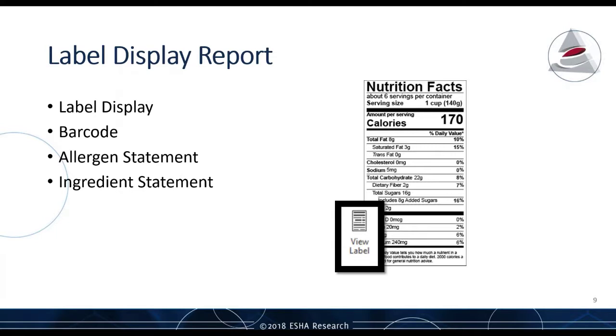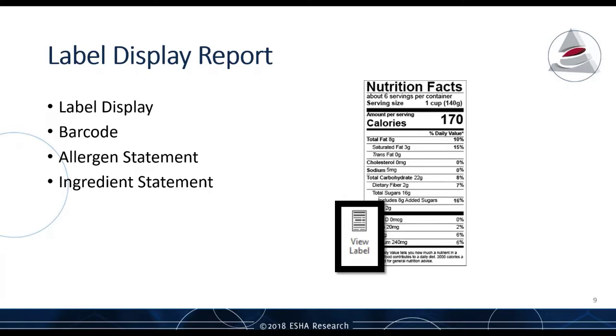That one is under label and preferences, and it's not under the reports ribbon of Genesis. It's under the recipe ribbon. Like I said, it's just a single report, but it really is going to show you all the things you need for your packaging. So the label, the ingredient statement, allergen statement.